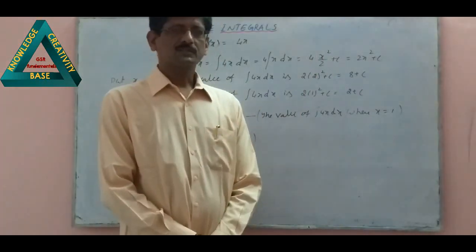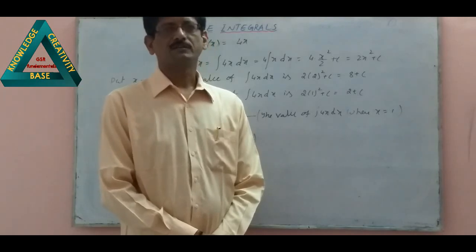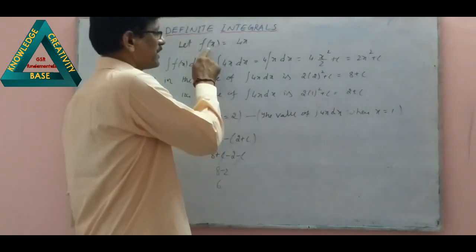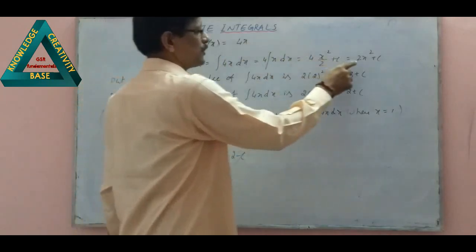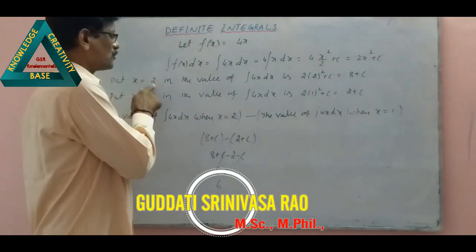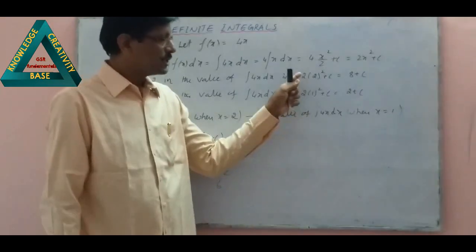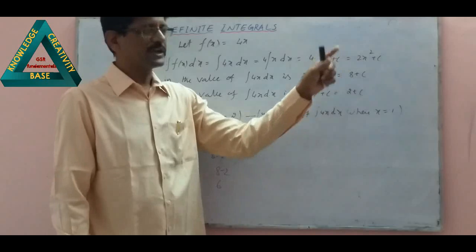Okay, 2x square plus c has no particular value, so we call it indefinite integration. The indefinite integral of this function is 2x square plus c. Now let us consider, put x is equal to 2 in the value of integral 4x dx, which is 2 into 2 square plus c, equal to 8 plus c.